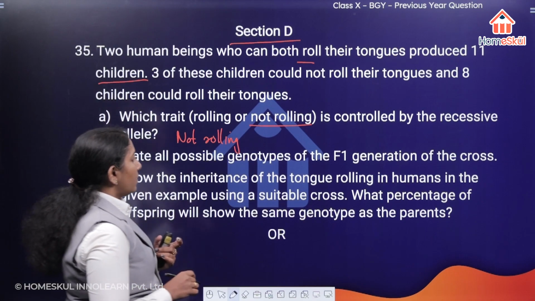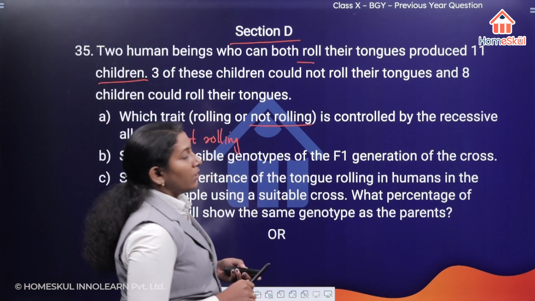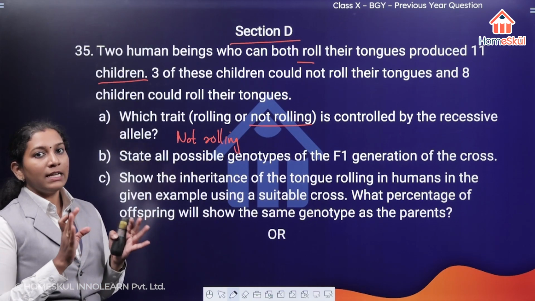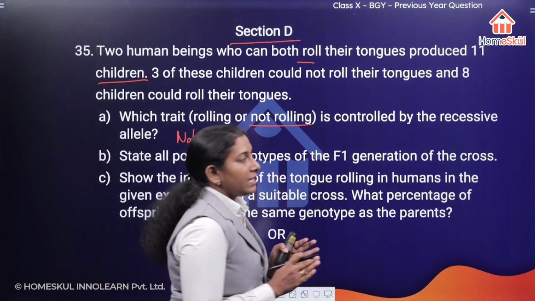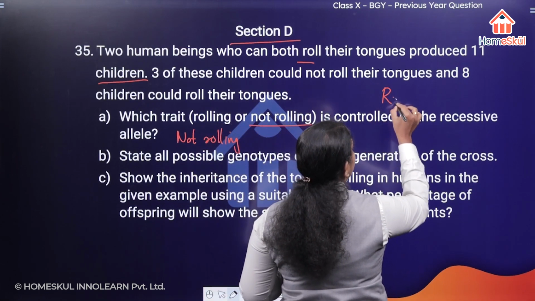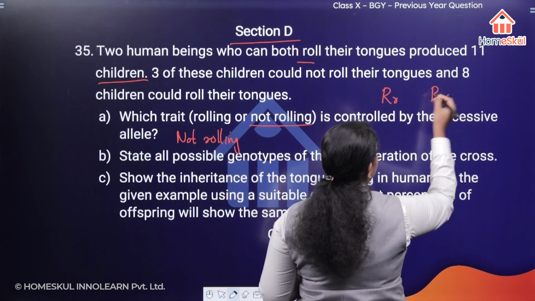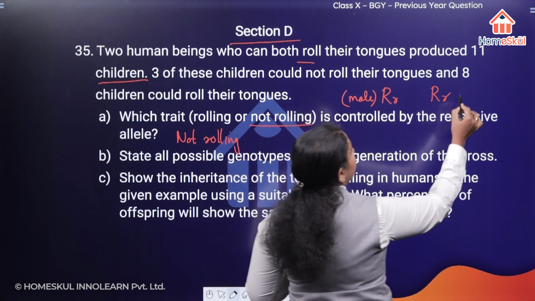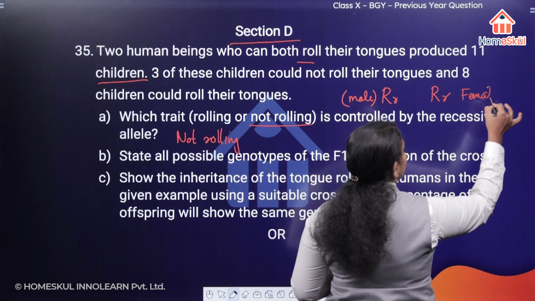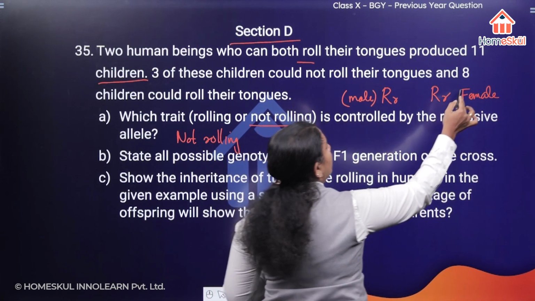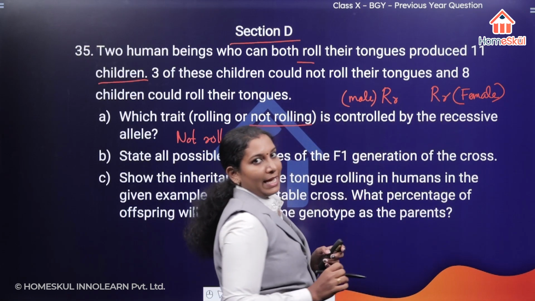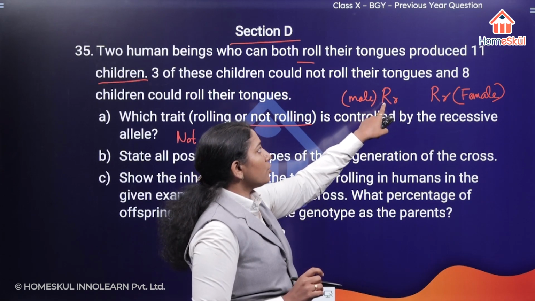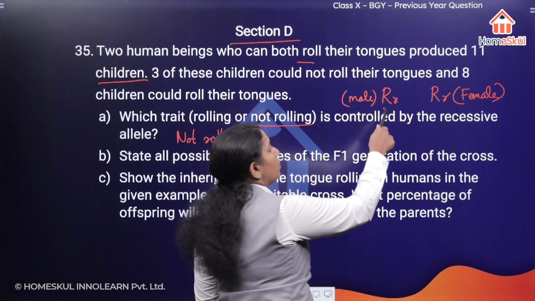We can consider the parents. Here, the parents must be heterozygous. Both the parents are tongue rollers, so we can consider both heterozygous. This is the male parent, capital R, small r, and this is the female parent, also capital R, small r. So they are heterozygous for these characters. Capital R is dominant over small r. This is rollers and this is non-rollers. So this is the parent.